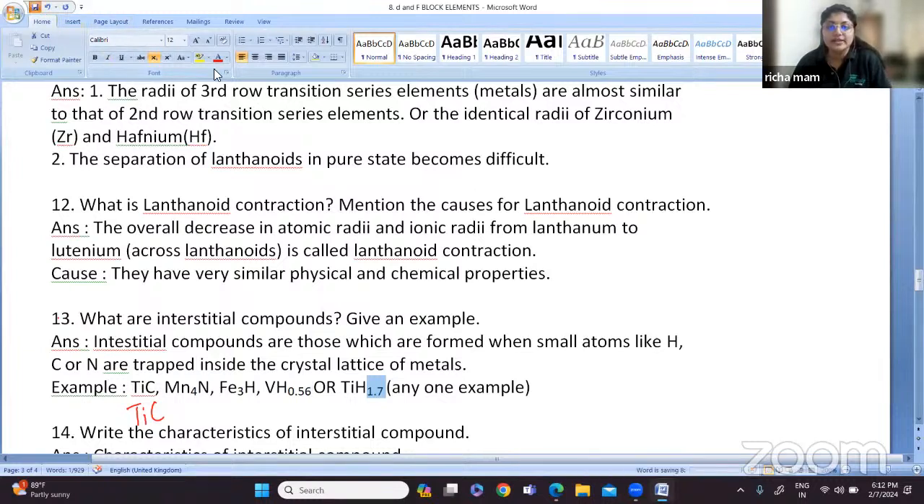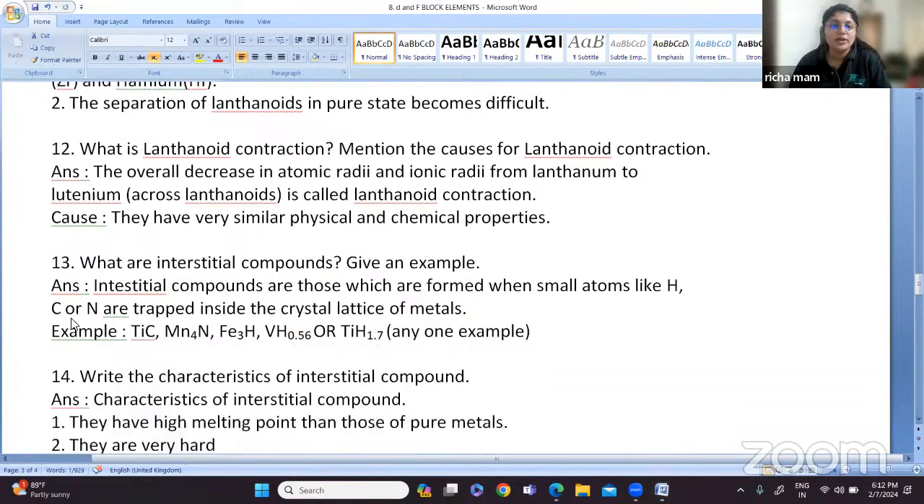So you have to remember any two examples. Please remember any two examples, very important. What are interstitial compounds is also one of the important questions, and what are its characteristics? The characteristics are also very important. You have to study the characteristics of interstitial compounds also.